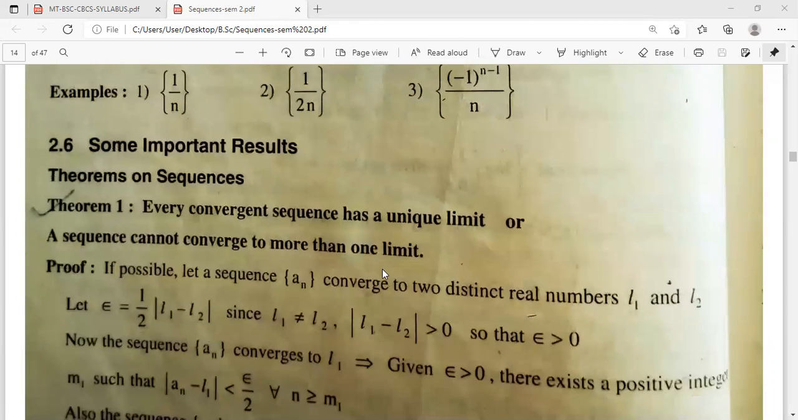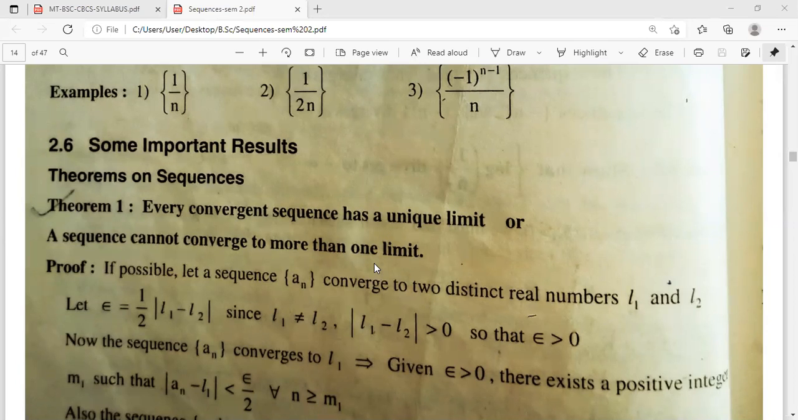Now the next one, you see here in the syllabus. There you got: every convergent sequence is bounded. And then one more is there. You see theorem number one: every convergent sequence has a unique limit.